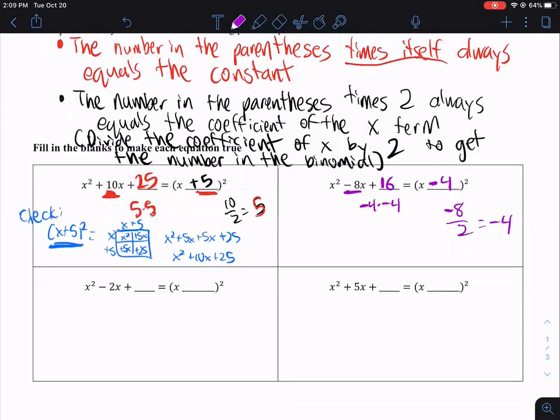Okay, bottom left. So this time we take the -2, divide it by 2 to get -1. Then we take that -1 over to the other side, multiply it by itself. -1 times -1 is +1.